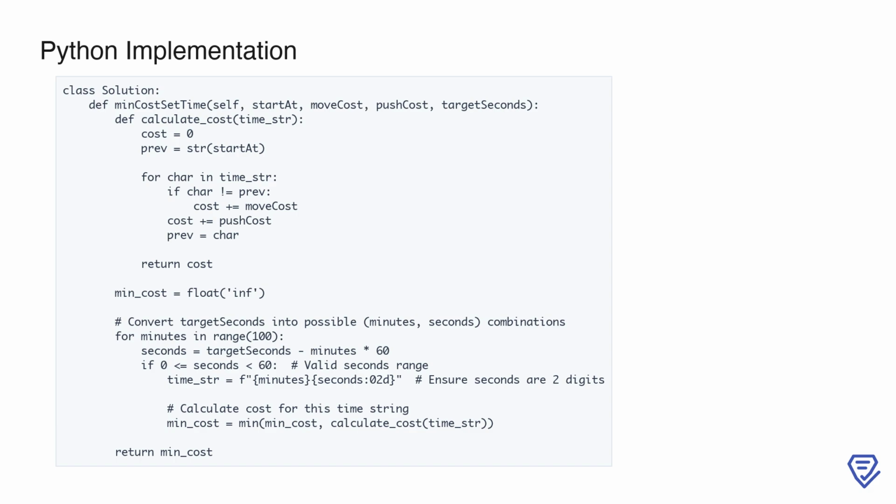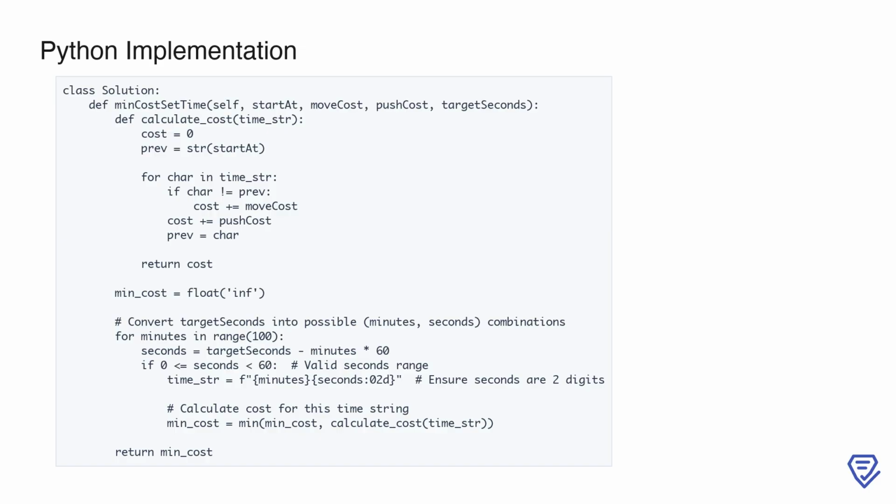The problem is solved by iterating over all possible combinations of minutes and seconds that satisfy the given target seconds. Each valid combination is converted into a 4-digit string, e.g., 0130 for 1 minute 30 seconds. For each time string, a helper function calculate_cost computes the cost of entering that time on the microwave. The calculate_cost function iterates over the digits of the time string.